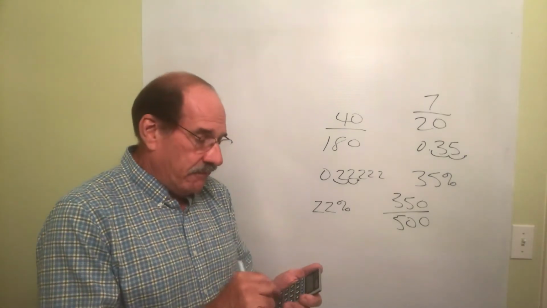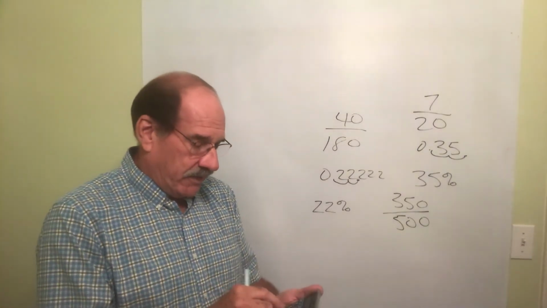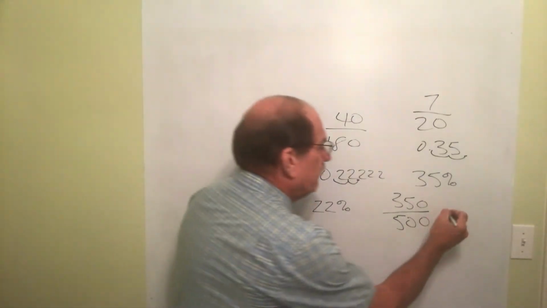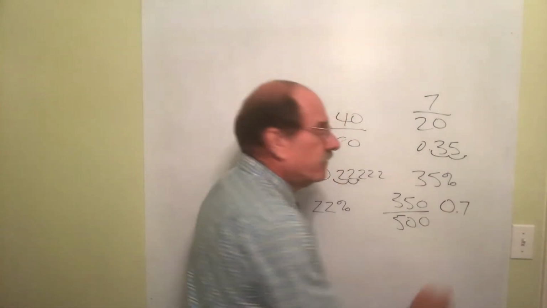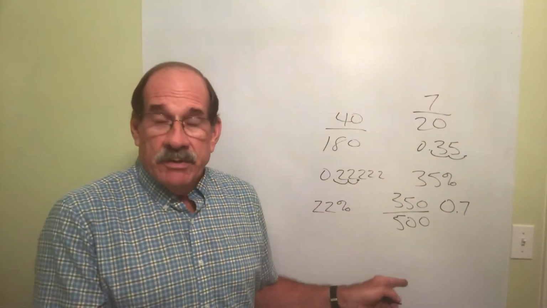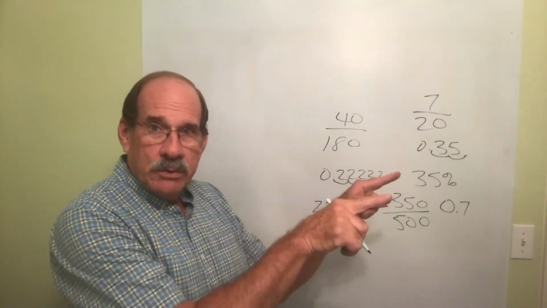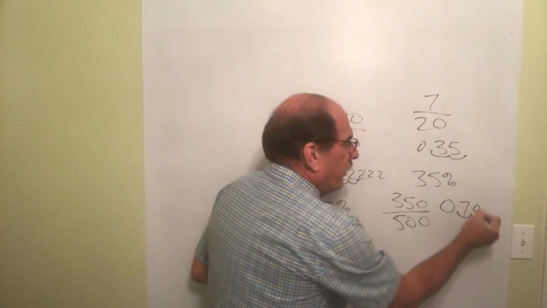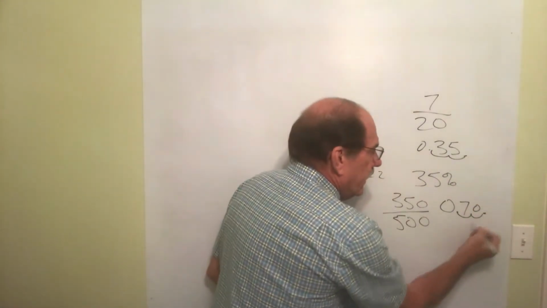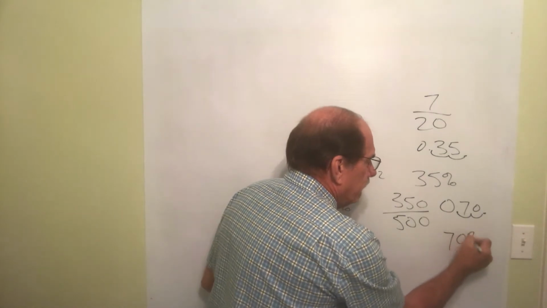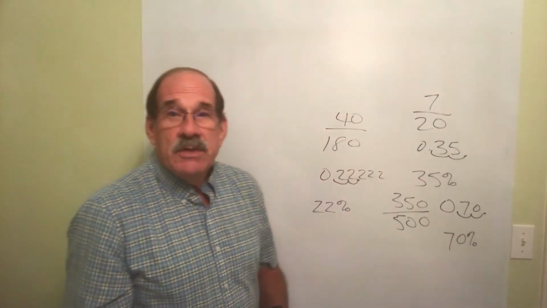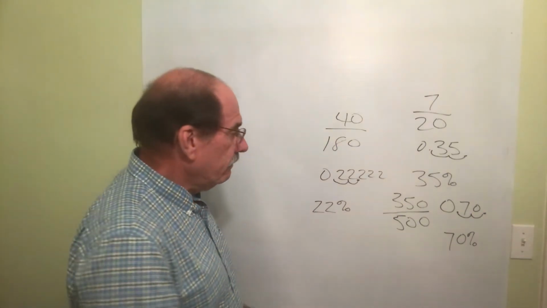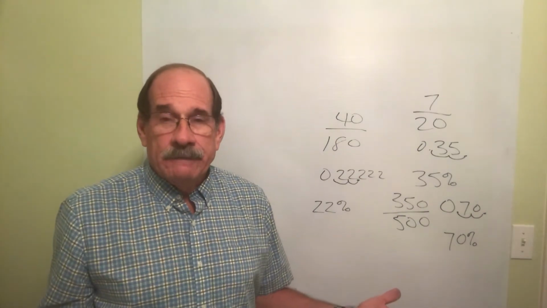You take 350, you divide it by 500, and the answer is 0.7. Convert that to a percent by moving the decimal 2 places that way. 1, 2, put the 0 in place, put the dot there, and the answer is the patient has used up 70% of that IV fluid. That's all you're doing here.